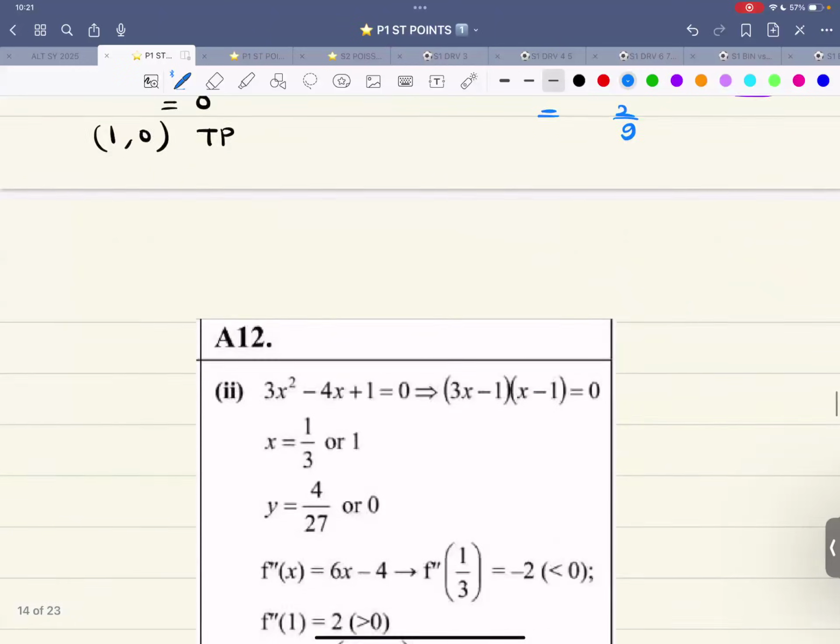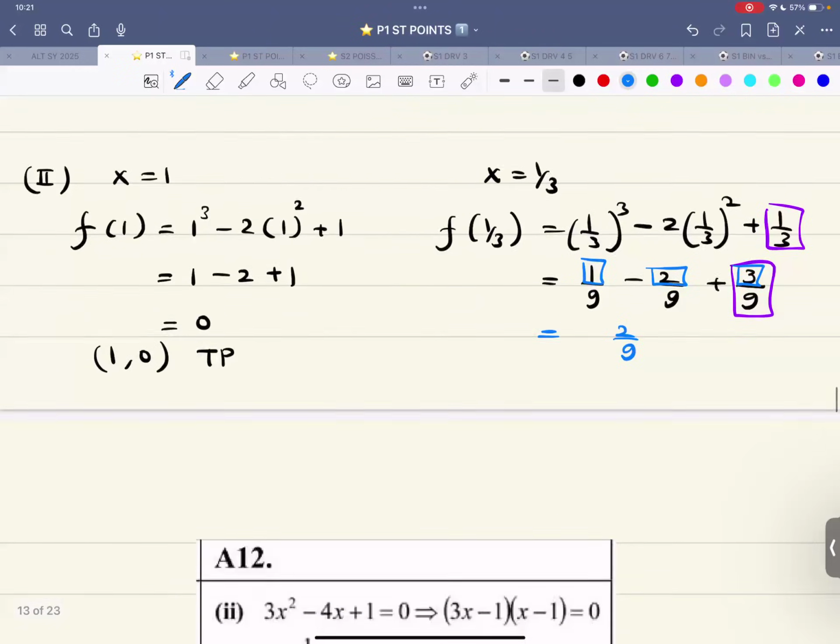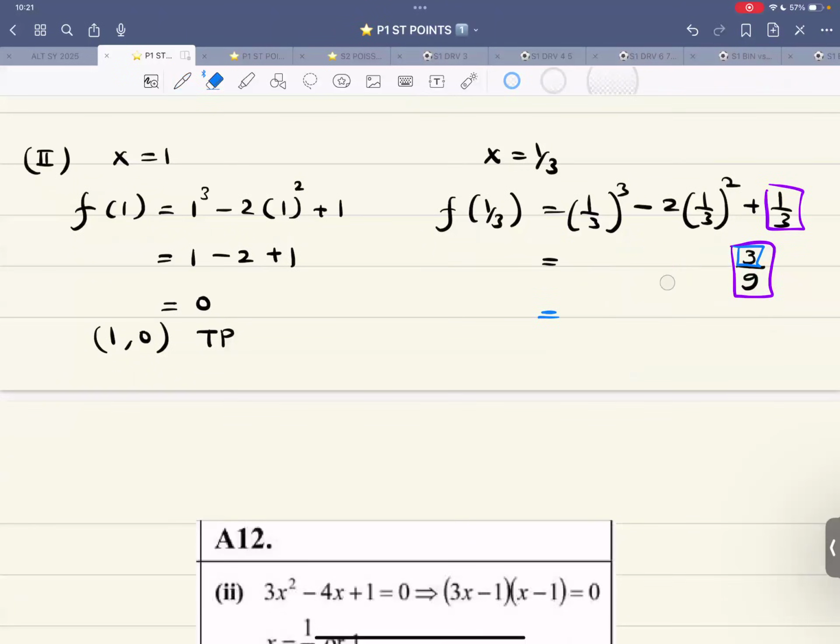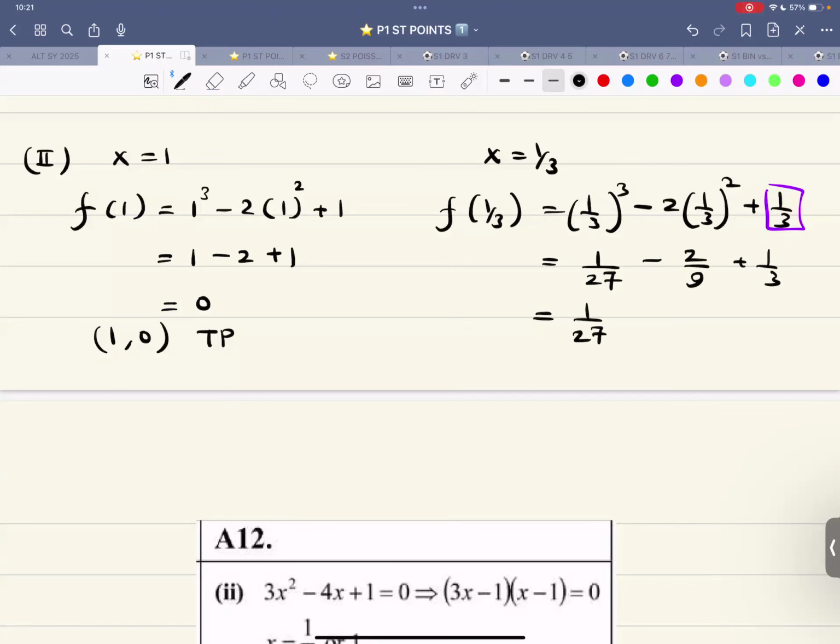If I'm not mistaken, that is 27. My bad, another small error, because I'm cubing it, not squaring it. So therefore, this one is 1 over 3 cubed, which is 27. This is 2 over 9. This is 1 over 3. So maybe 1 or 2 steps are needed. This is 1 over 27. 9 into 3, that is 27. 2 into 3, which is 6. 3 into 3, 3 into 9, 27. And this is 9. Now let's do the working.